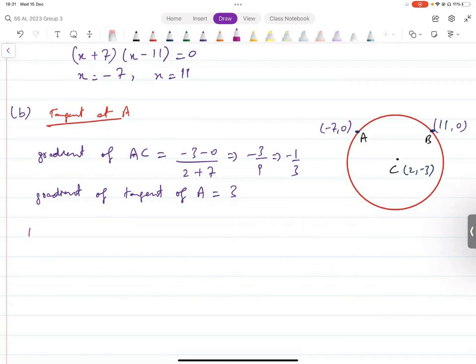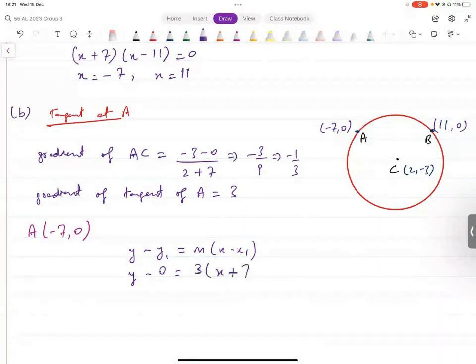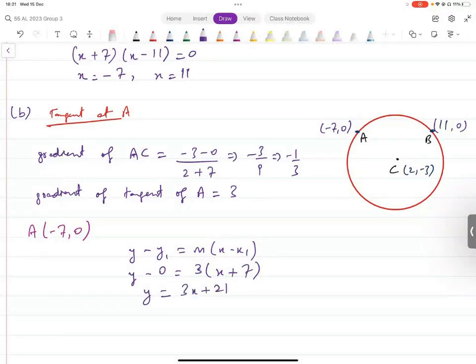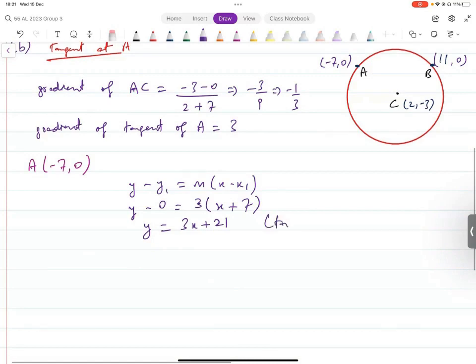You got point, पॉइंट आपके पास ऑलरेडी है, द पॉइंट ए इज (-7, 0)। You can write down the equation of the line, which is y minus y1 equals m into x minus x1. Y minus 0 is equal to m, which is 3, into x minus minus 7, which is x plus 7. So the equation is y equals 3x plus 21. ये आपके पास a के ऊपर टेंजेंट की इक्वेशन आ गई। ठीक है, this is the tangent at A.